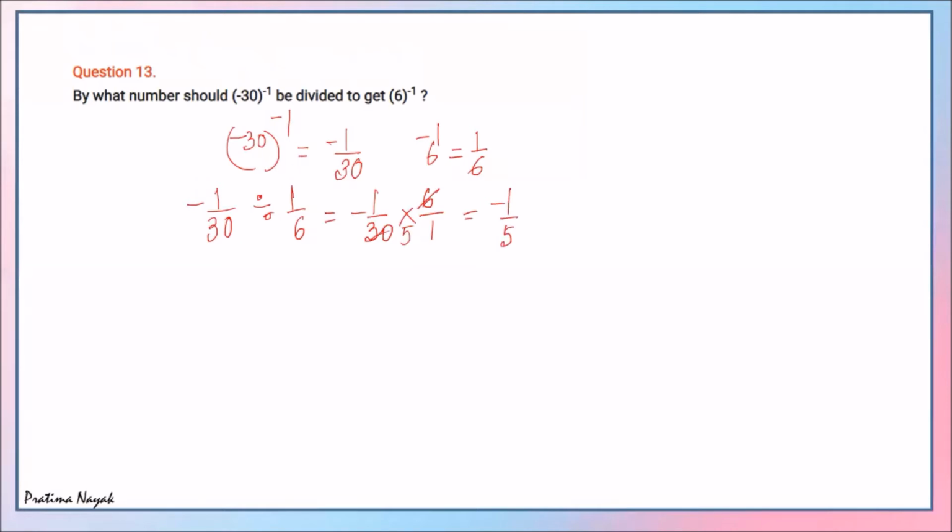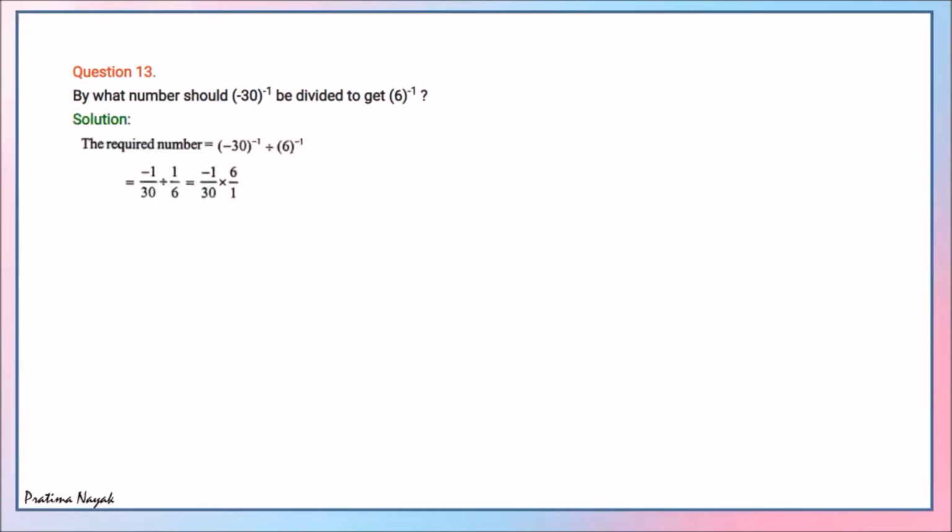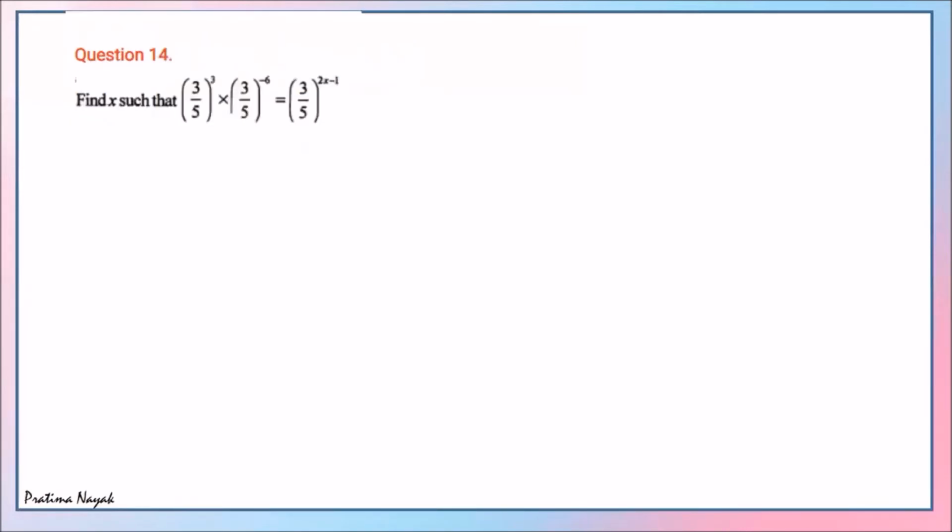Next is question number 14. Already we have done it. Question number 14 is find the value of x. So here what will you apply? You will apply that the left hand side and right hand side are equal to each other. So see, I'll simplify the left hand side with what property? A to the power m into a to the power n is equal to a to the power m plus n.